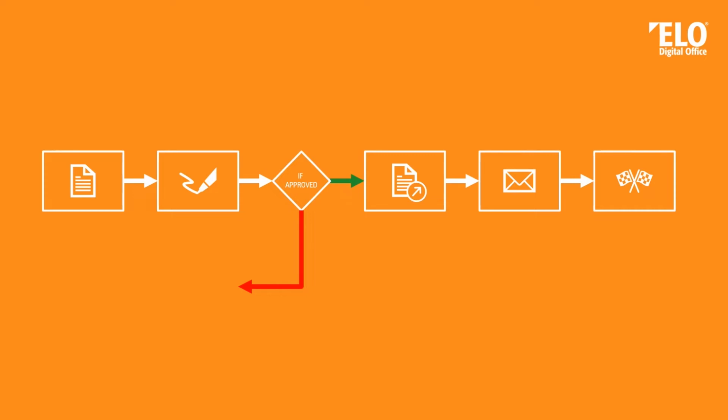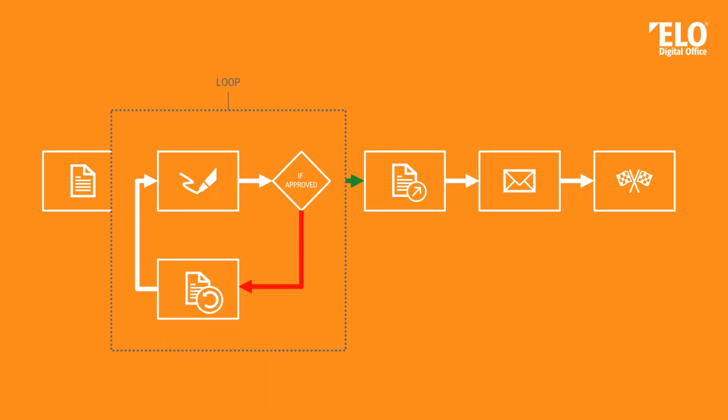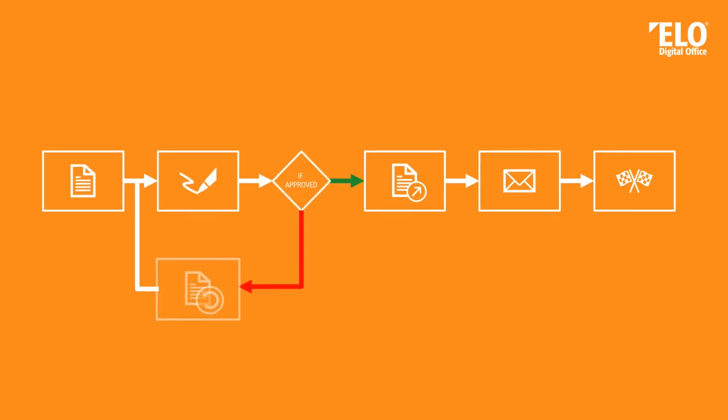However, if the condition is not met, the process continues in a different direction. The document needs revision. It is then forwarded again for approval, and this can happen until the document has been approved. This is what is called a loop. Basically, a workflow consists of exactly these steps. Tasks that need to be done, conditions that need to be met. But there's more, for example, using external data or automatic tasks, such as sending the email. Let's have a look at how this works in ELO.